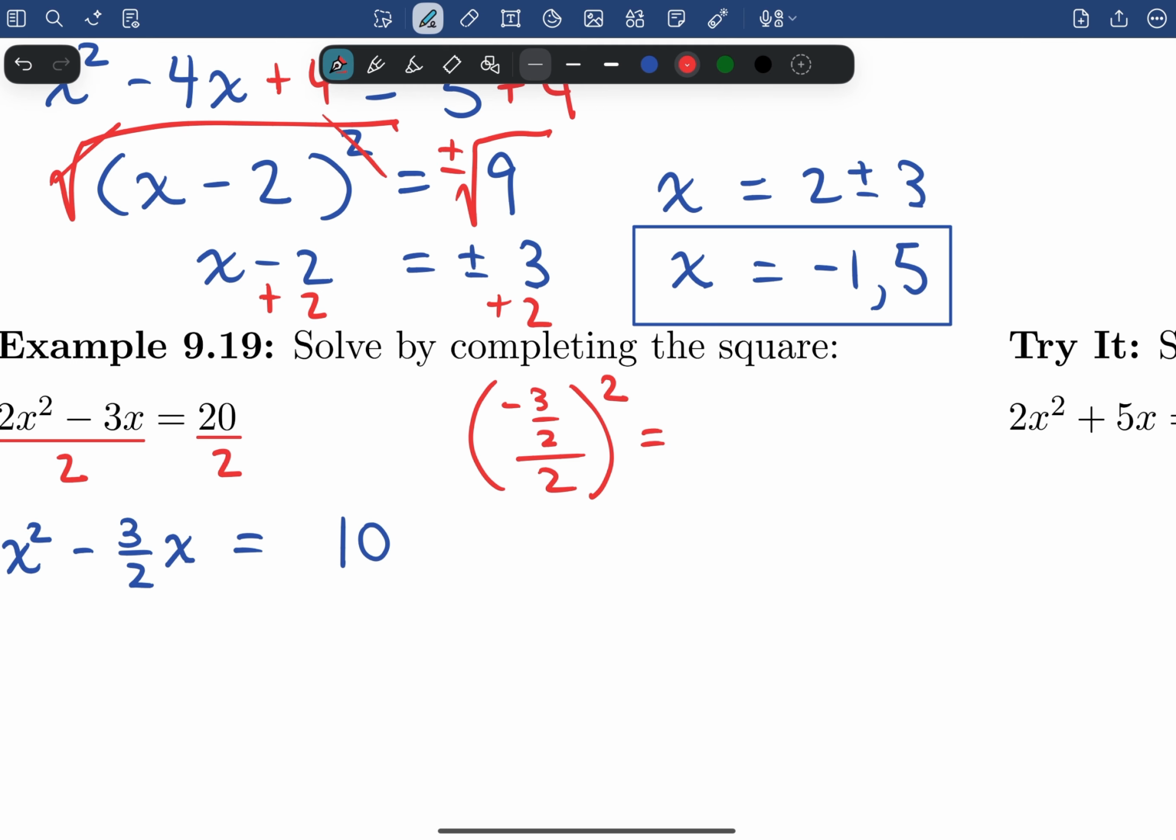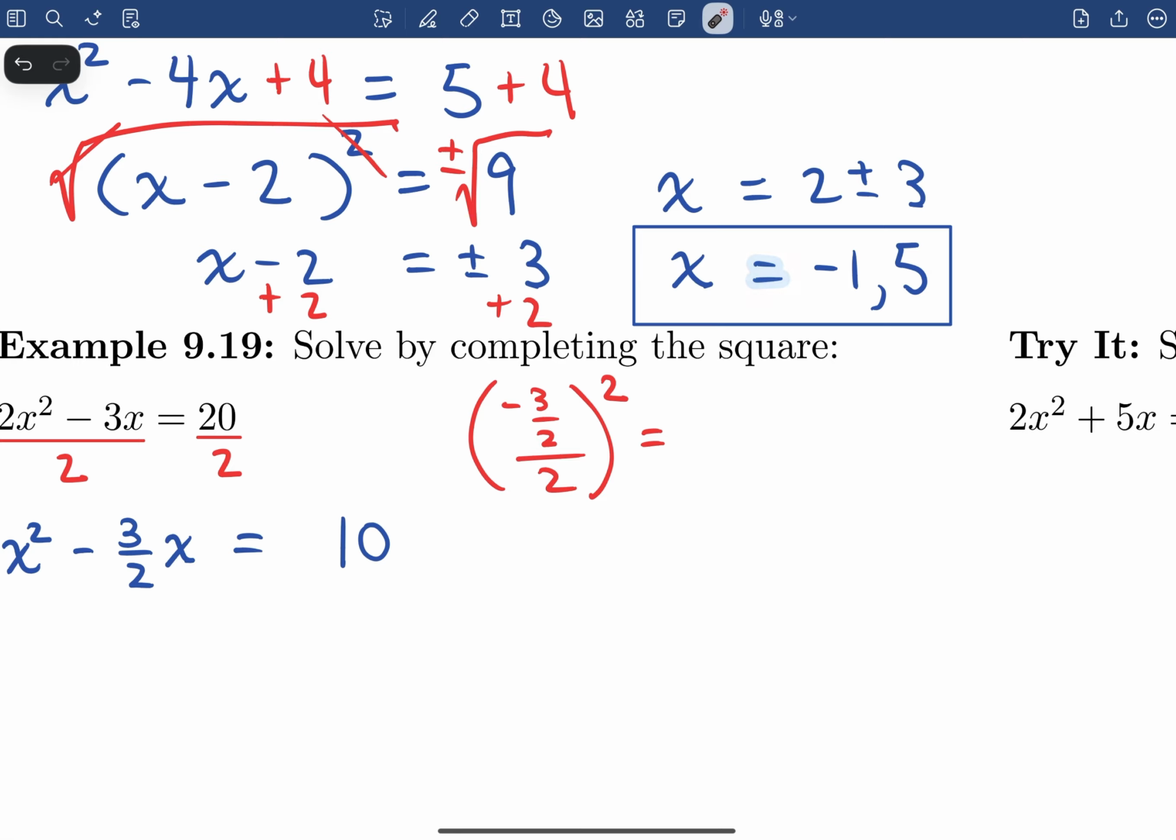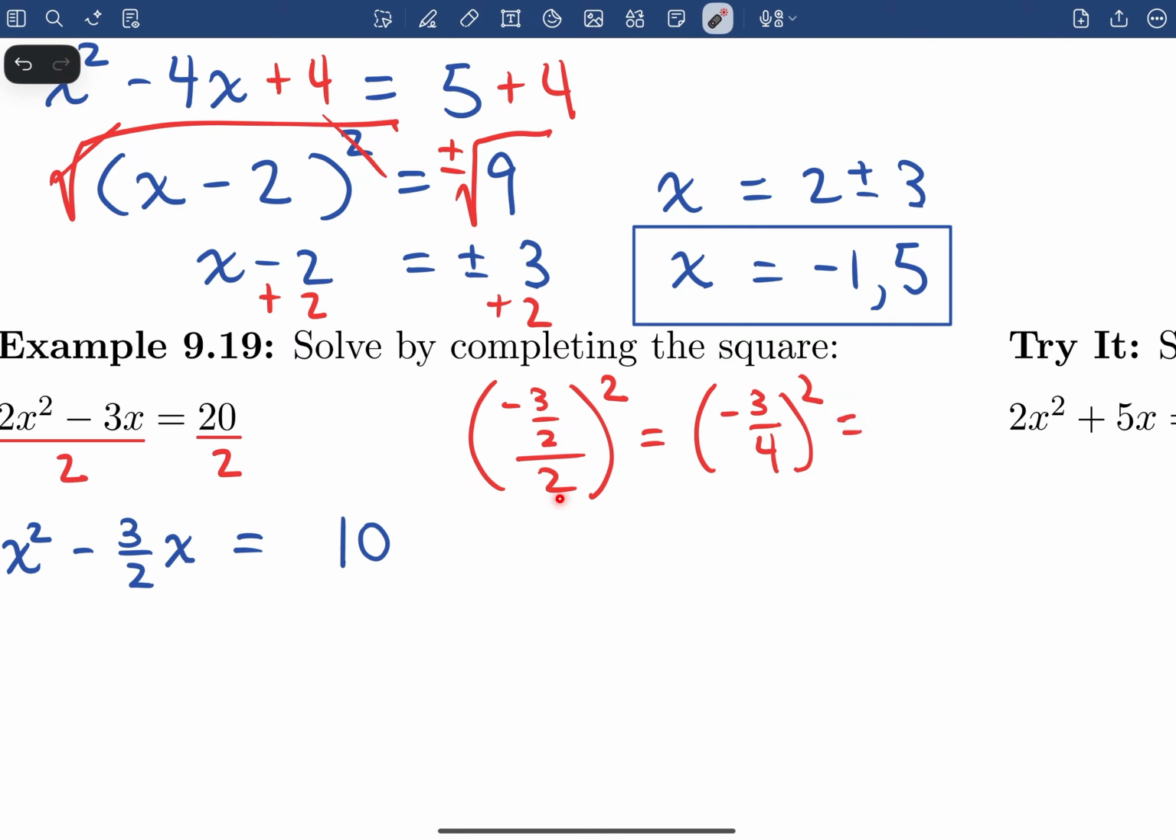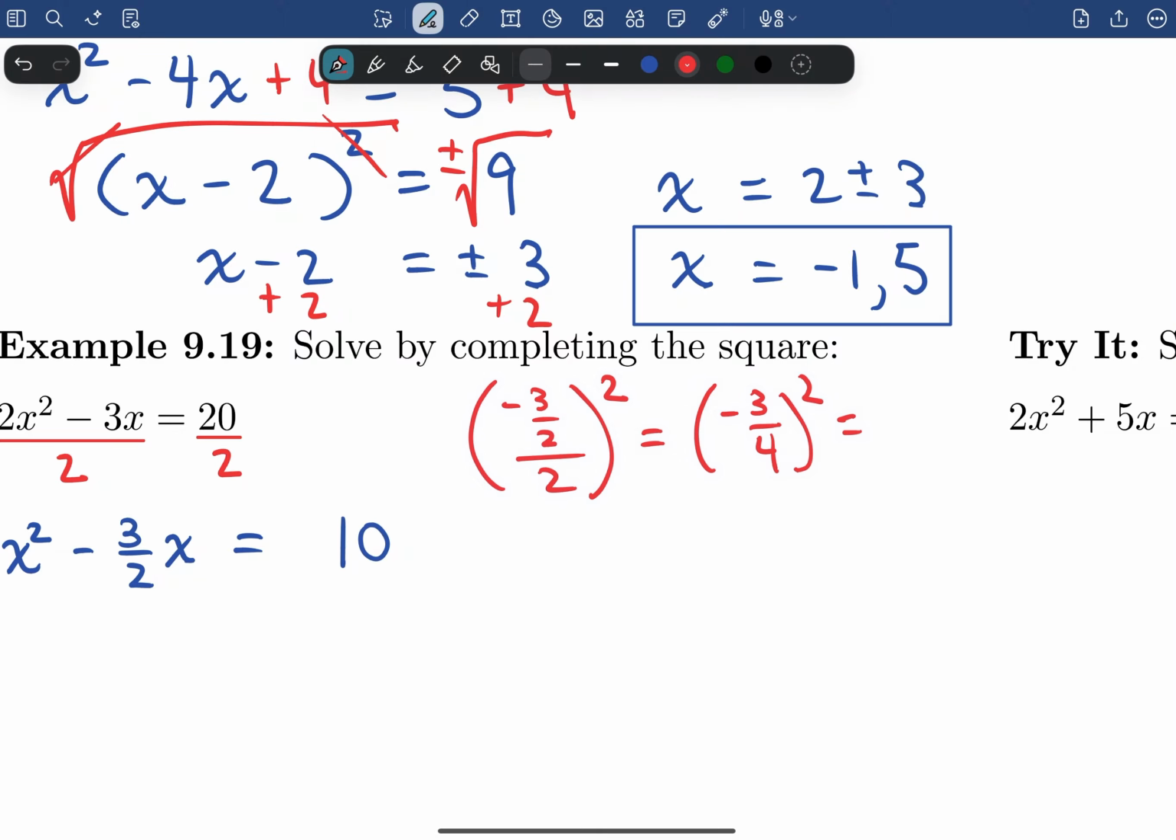Now to help you, when you take negative 3 halves and divide it by 2, you can multiply 2 times 2 to get a new denominator of 4. It's this crazy thing. So this becomes, let me set this up, negative 3/4 squared. So you could think of it like that. Remember, 3 halves divided by 2 is 3/4. Okay. You could also input this into your TI-30XS calculator, which is your approved calculator for this course.